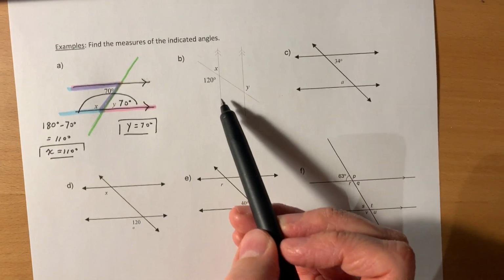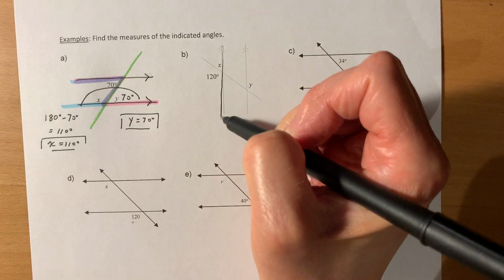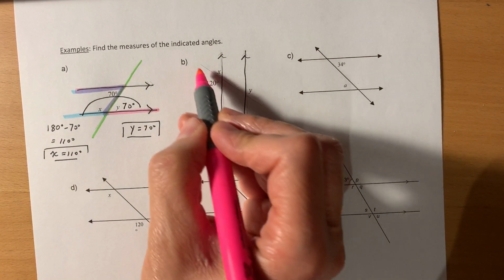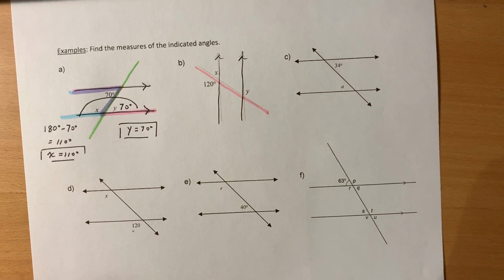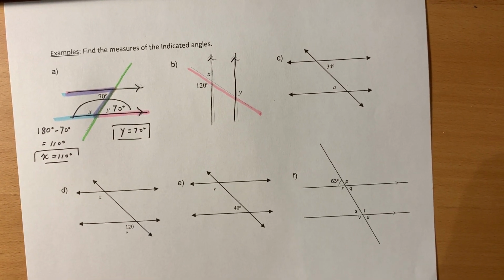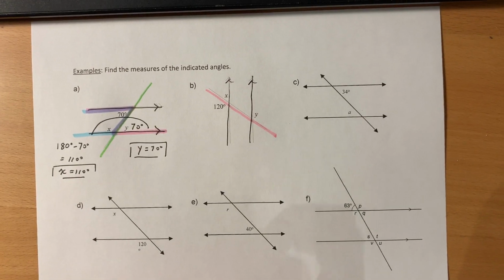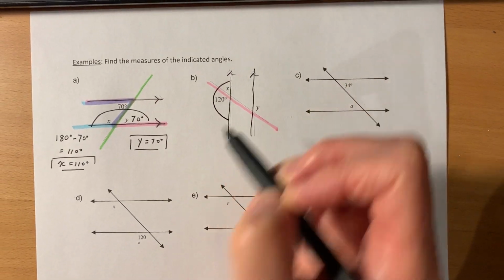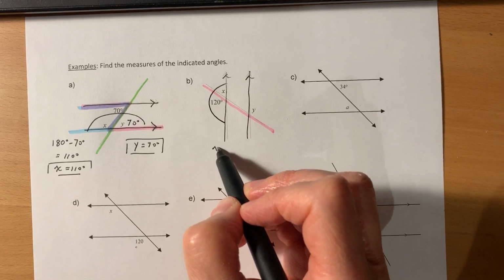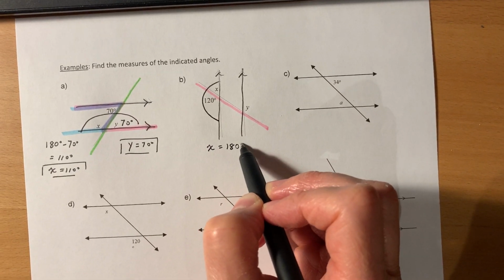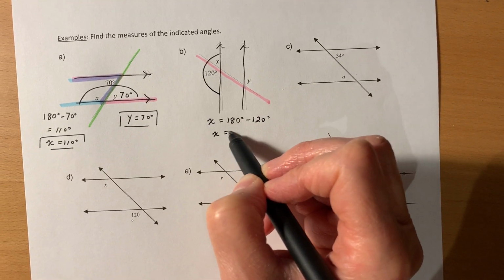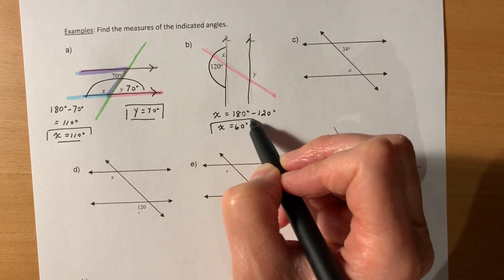Now let's look at B. Again, I have parallel lines. I have this transversal, right? Again, there's more than one way to do it. When I look at it, I see that I have supplementary angles right here. So I know supplementary angles add to 180 degrees. If I take 180, take away that 120, I get 60. That's one way to do it.